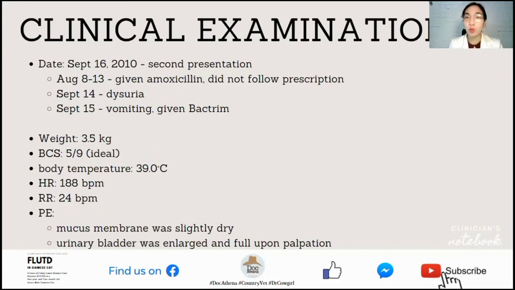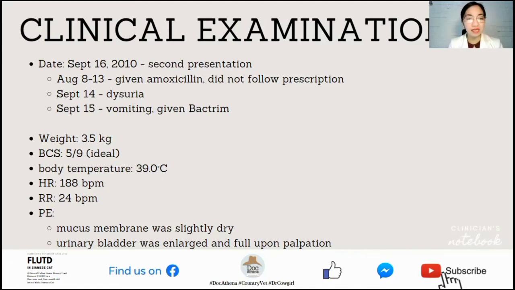On September 16, 2010, the patient was presented again to the hospital, and this is already the second presentation with the same case. So the immediate history back then was, August 8 to 13, the patient was given amoxicillin, and note that the owners did not follow the prescription. On September 14, dysuria was observed again. And on September 15, the night before they brought the patient back to the hospital, they observed vomiting. And that's the only time that they gave cotrimoxazole.